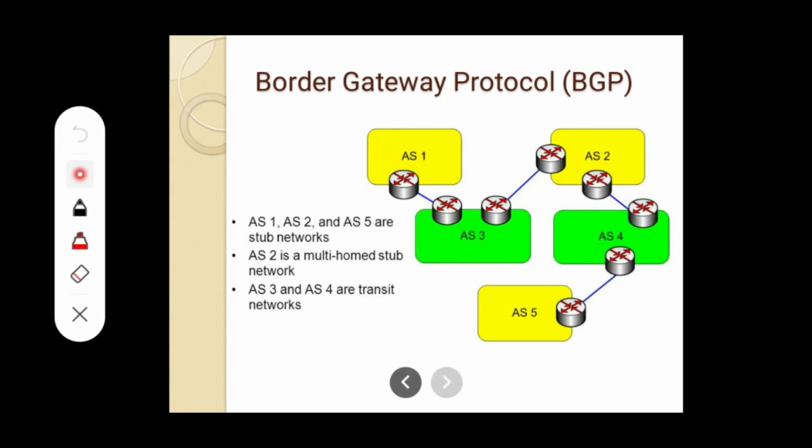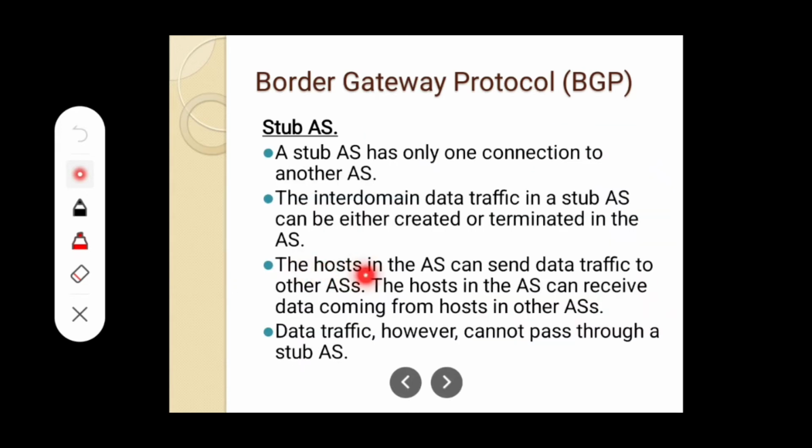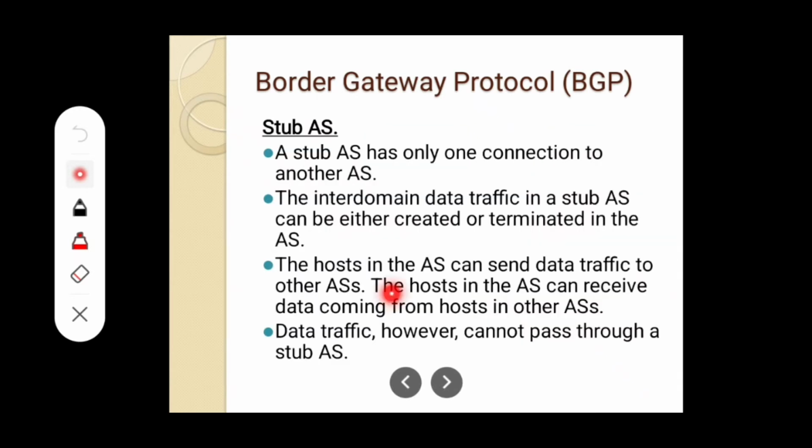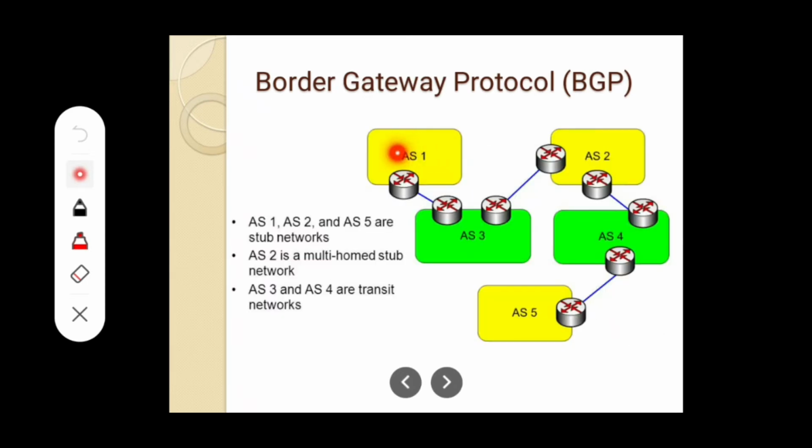The next point is that a host in the autonomous system can send data traffic to other autonomous systems. So a host present in this autonomous system can send traffic to any other autonomous system. Similarly, a host in the autonomous system can receive data coming from other autonomous systems.